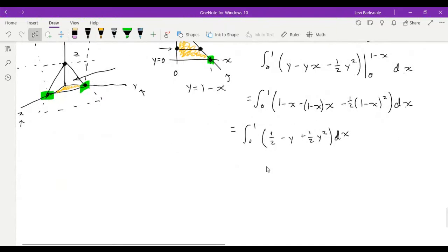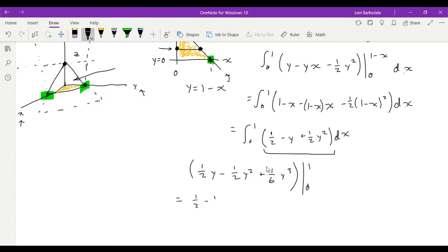Okay, and from here, this is just a standard one-dimensional integral that you've been doing for quite some time now. So we can go ahead and figure that out. 1/2 y minus 1/2 y squared plus 1/6 y cubed from 0 to 1. And that gives us 1/2 minus 1/2 plus 1/6, which gives us 1/6. Cool. Any questions?